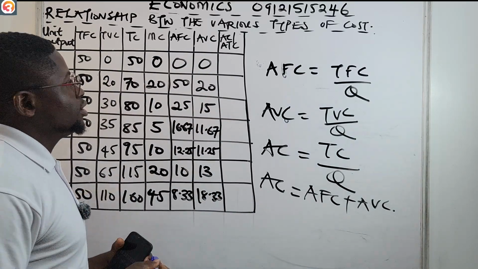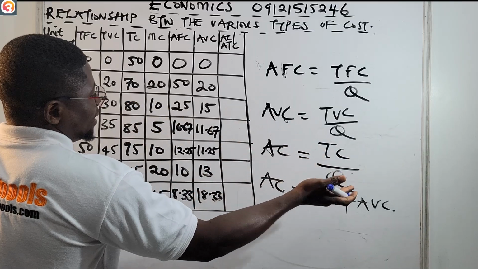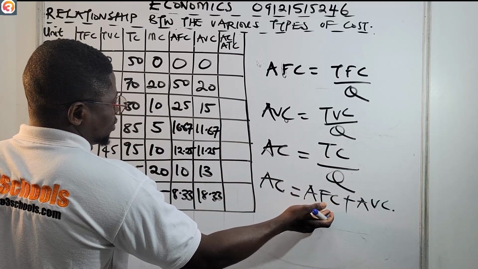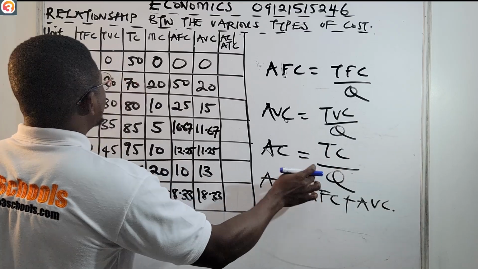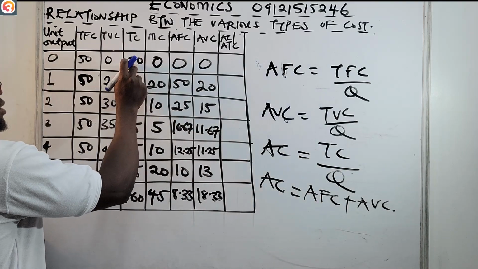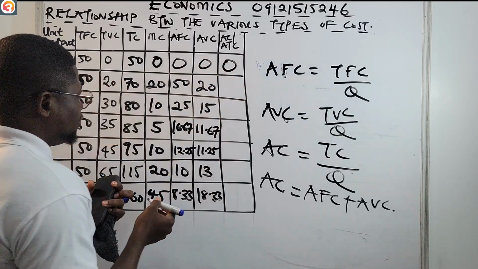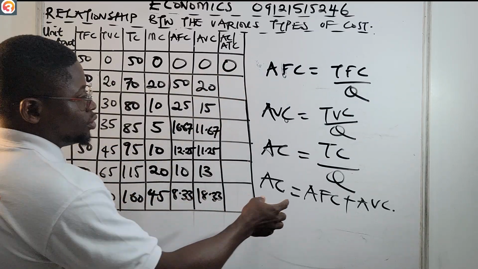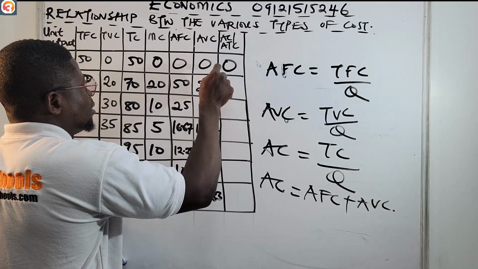All right, so now let us do that. Let us use the first formula, then we'll confirm with this one. If we are okay, then we can now complete the table. So now TC over Q. What is the total cost here? 50. Q is 0. 50 divided by 0 is 0. That's why this first level will be 0. Also, if you want to use AFC plus AVC, 0 plus 0 is still 0.